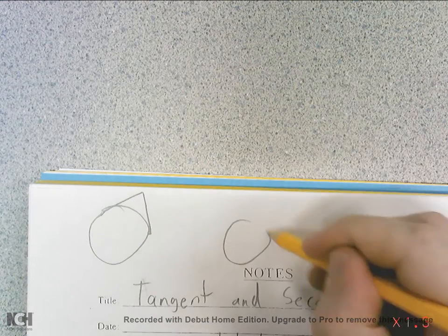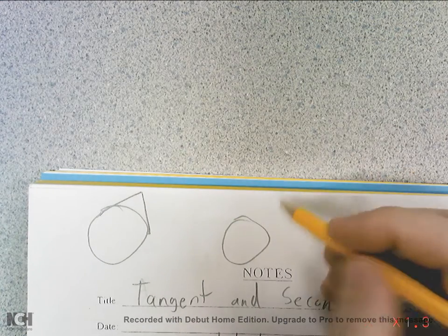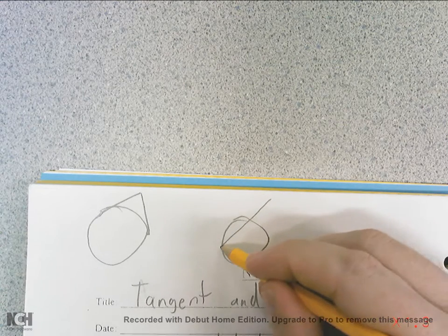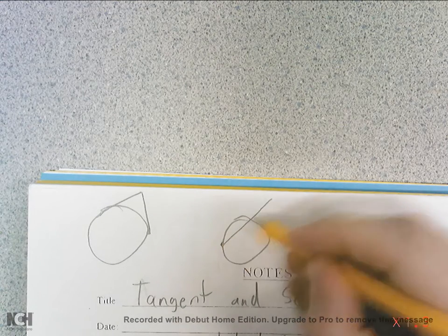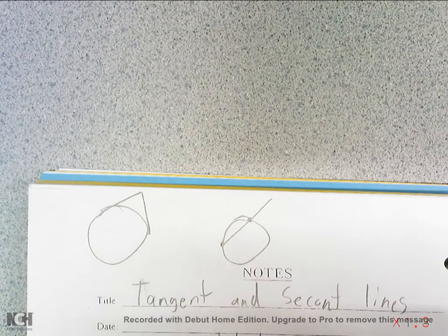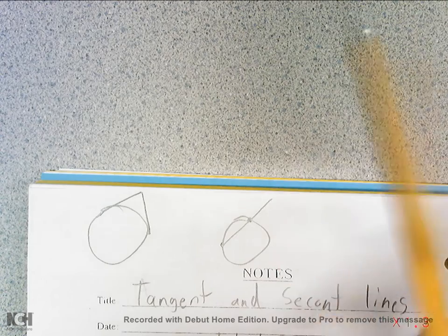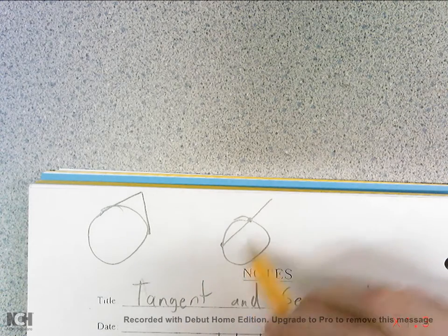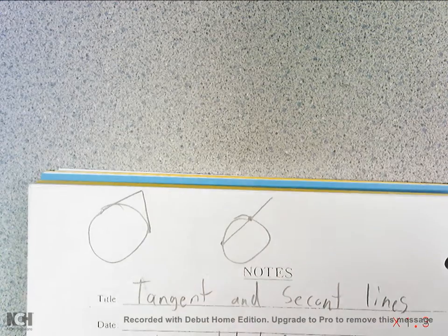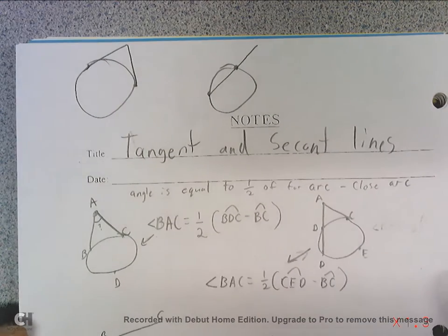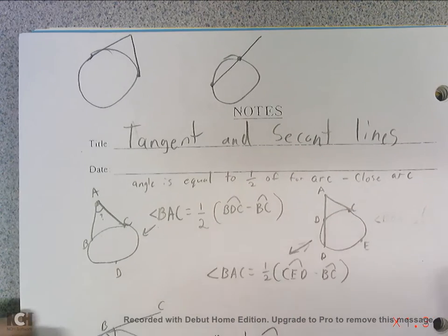A secant line is going to be a line that basically intersects the circle twice. So it hits the edge of the circle twice. Okay? And there are going to be some properties that we talk about as far as how this works with our different circles. So there are four theorems that we need to talk about to start off with.